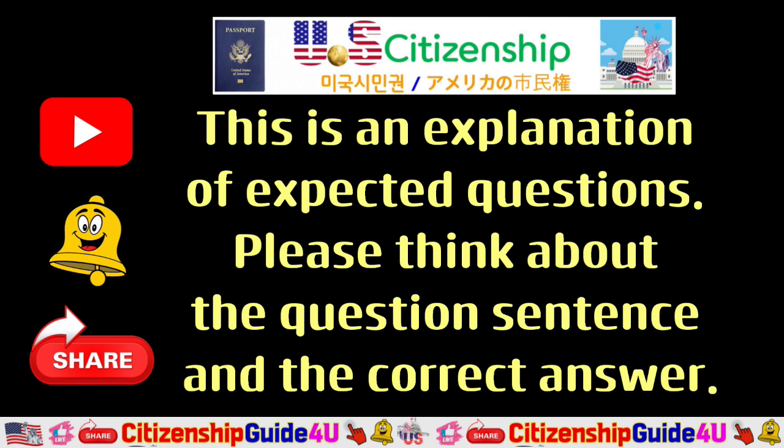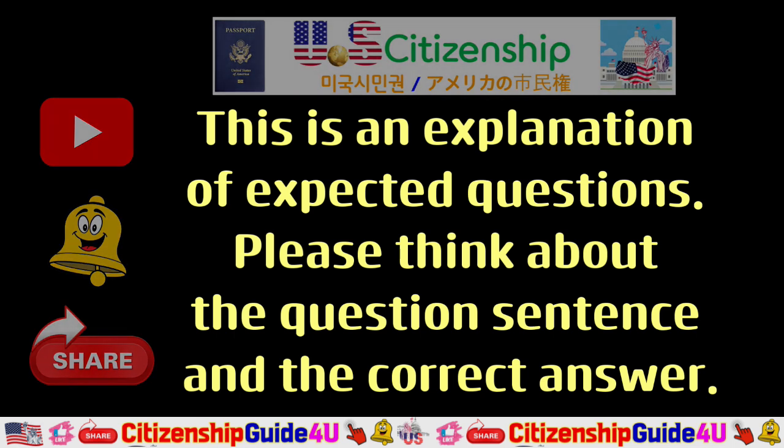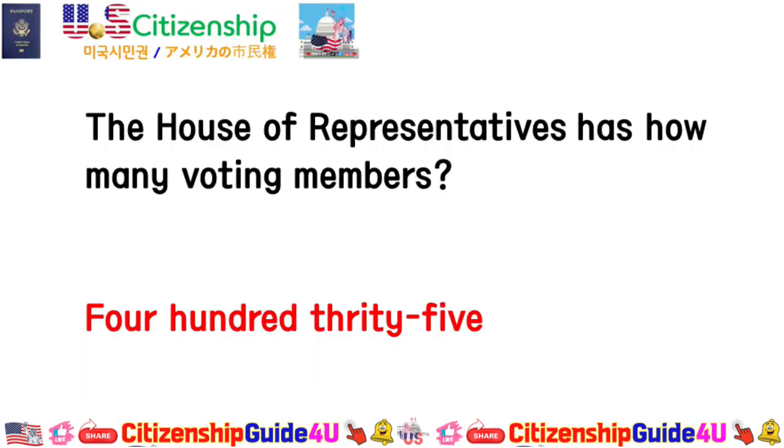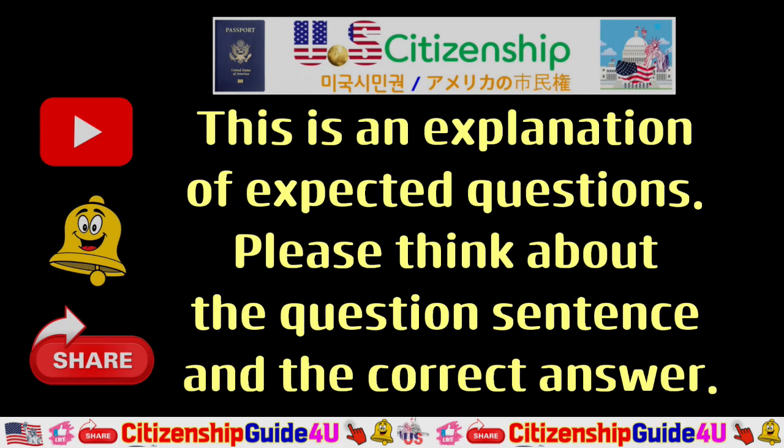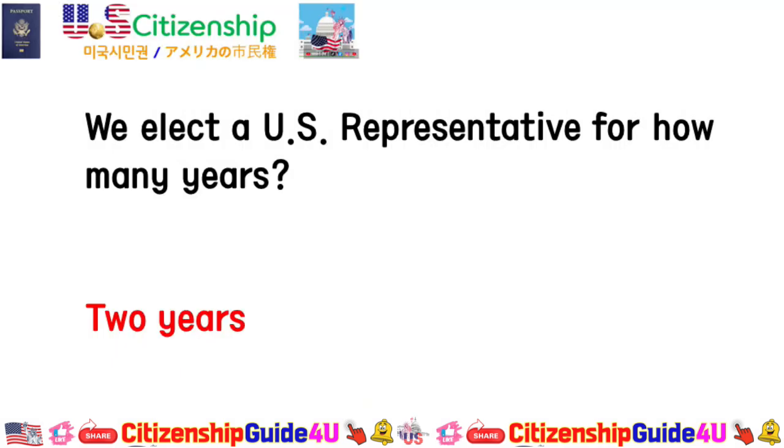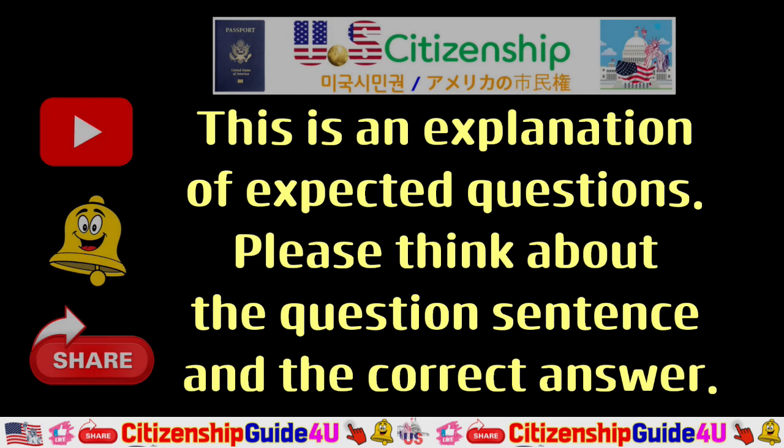The U.S. Congress consists of the Senate and the House of Representatives. There are 435 members of the House of Representatives. The House of Representatives has how many voting members? 435. The term of office for members of the Federal House of Representatives is 2 years. You should not be confused with the term of office of a senator. We elect a U.S. representative for how many years? 2 years.